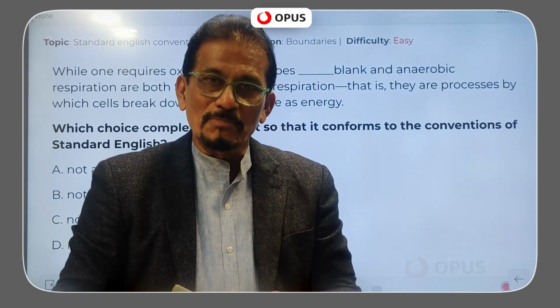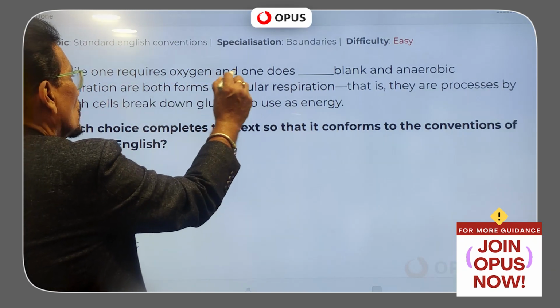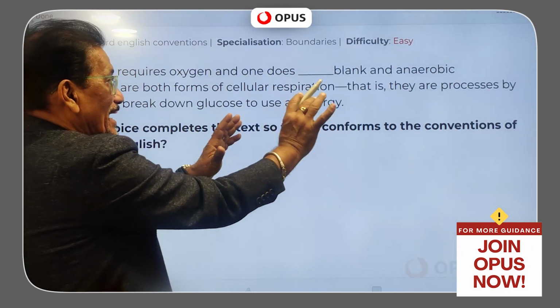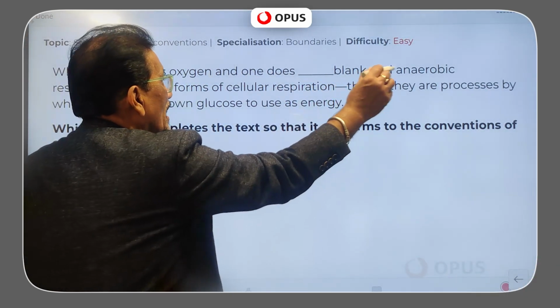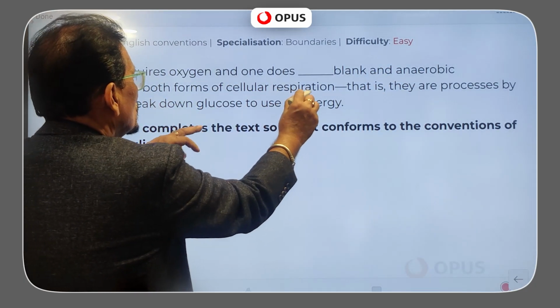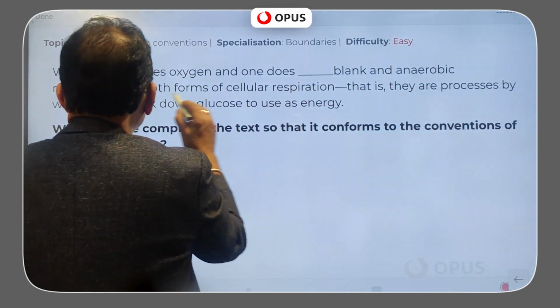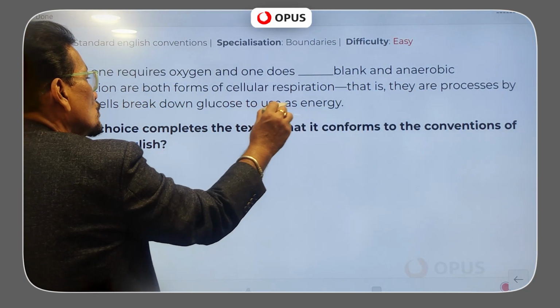My next question on boundaries. Here we go. It says, "While one requires oxygen and one does blank, aerobic and anaerobic respiration are both cellular respiration, that is, they are processes by which cells break down glucose to use as energy."